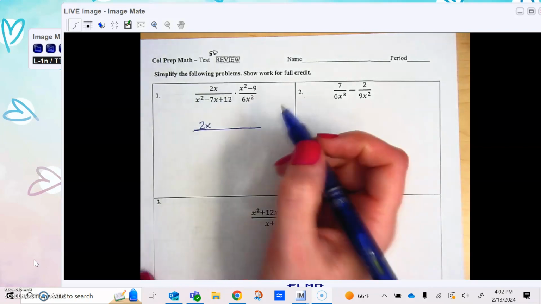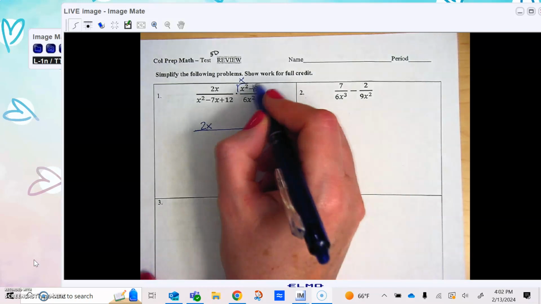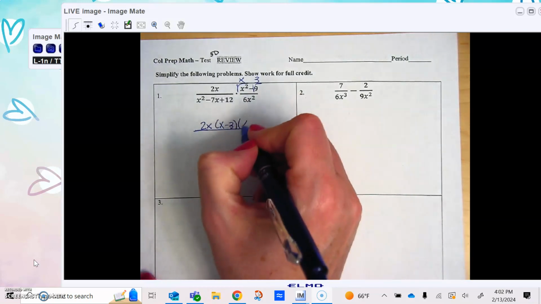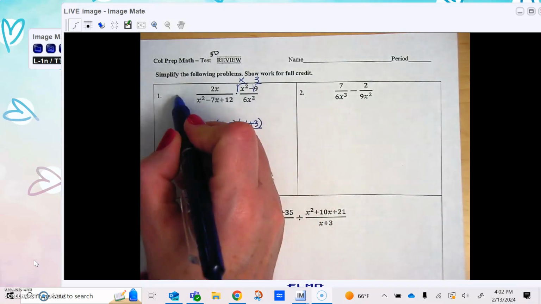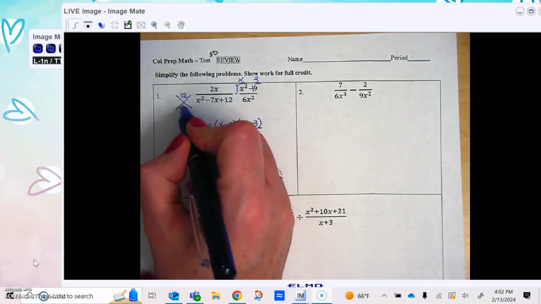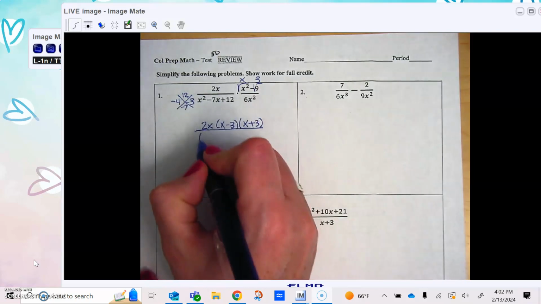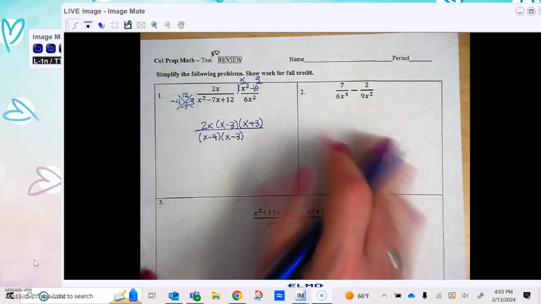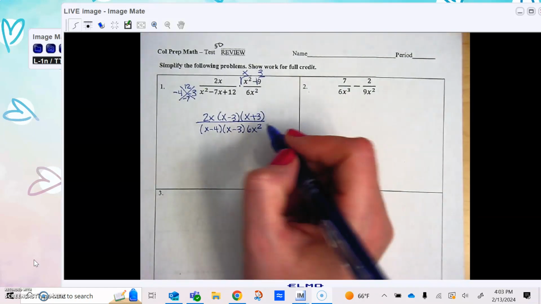It's just 2x. The second one is the difference of squares. So we're going to square root and then make a minus version and a plus version. The denominator is a regular cross method, what multiplies to the last one and adds to the middle. So that's going to be -4, -3. And we just throw some x's in there, and we have our factored form. And then 6x squared, I'm just going to leave like that.